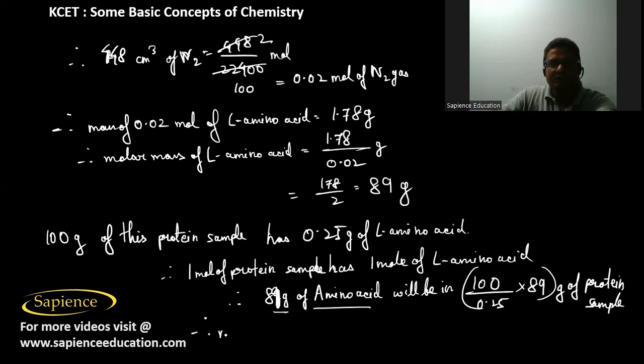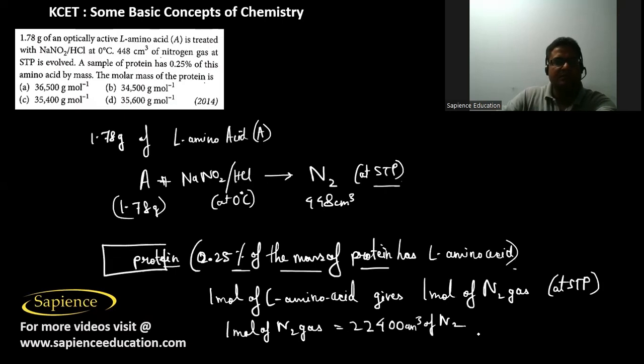So therefore, the molar mass of the protein sample will be equal to 100 by 0.25 into 89. So 0.25 means 1 by 4. So it is 400 into 89 gram, which is nearly 4 nines are 36, 4 eights are 32, 35600 gram. So it's 35,600 gram. So option D is the correct answer.